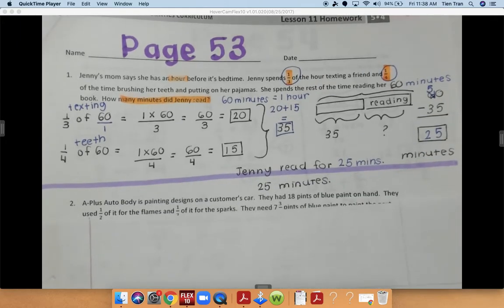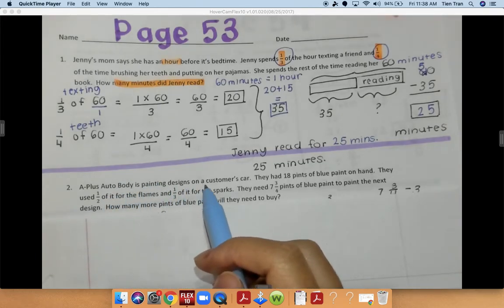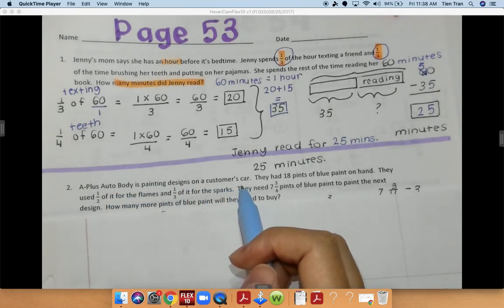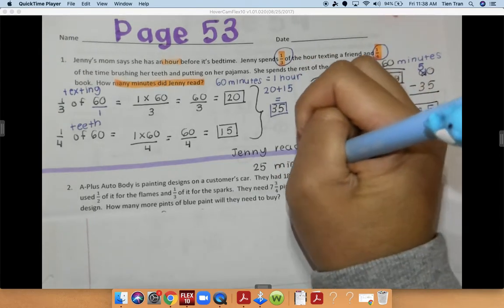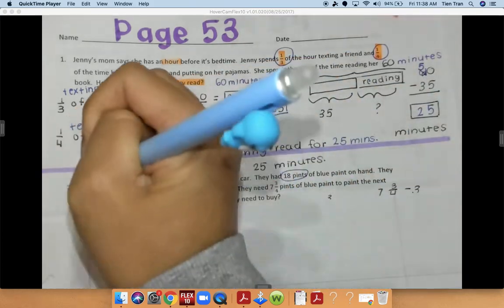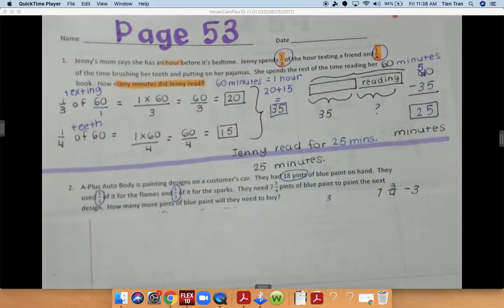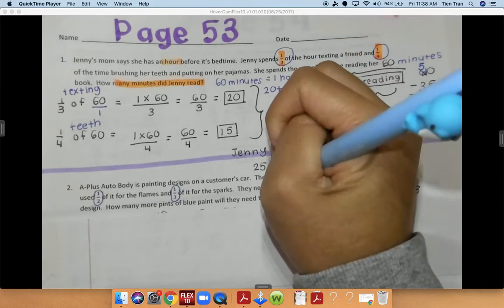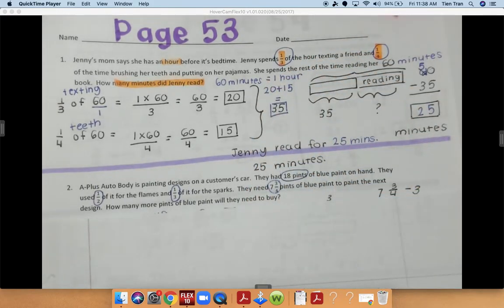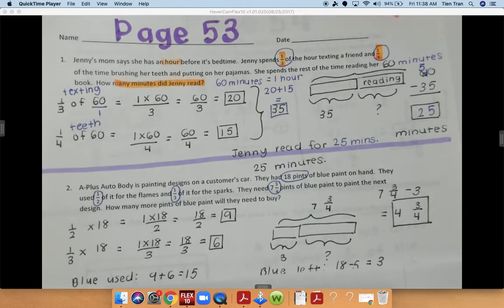For problem number 2, we have A Plus Auto Body is painting designs on a customer's car. They had 18 pints of blue paint on hand. They use 1/2 of it for the flames and 1/3 of it for the sparks. They needed 7 3/4 pints of blue paint to paint the next design. How many more pints of blue paint will they need to buy?